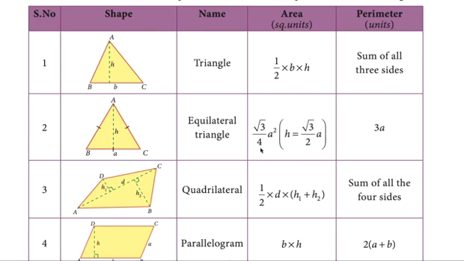See here, an equilateral triangle makes an equal angle at each corner, 60, 60, 60. Then this is a right angle triangle.